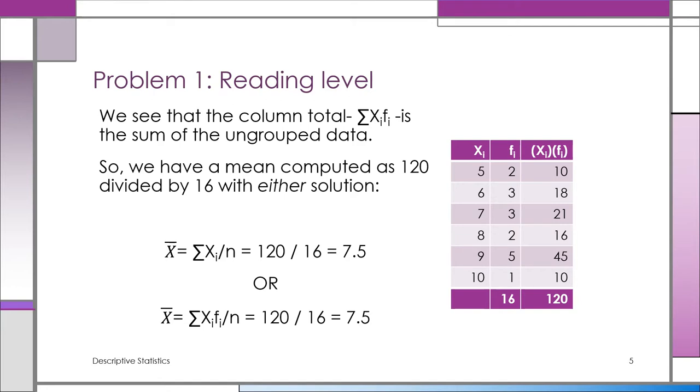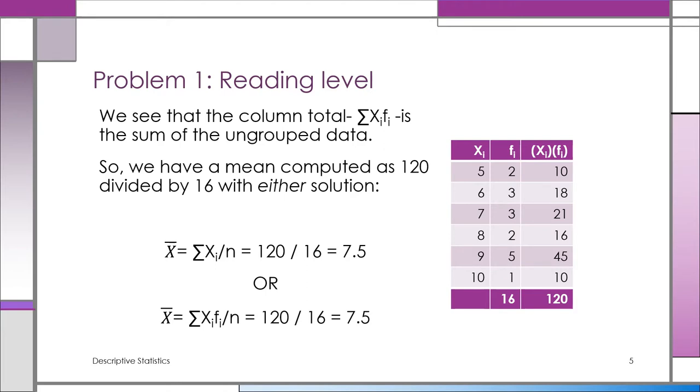7 times 3, the three 7s, adds up to 21, 7 plus 7 plus 7. 8 times 2 is 16. Five 9s, 9 plus 9 plus 9 plus 9 plus 9, is 45. And 10 times 1 is 10. If you add up that last column, the sum of the xifi, you get 120.